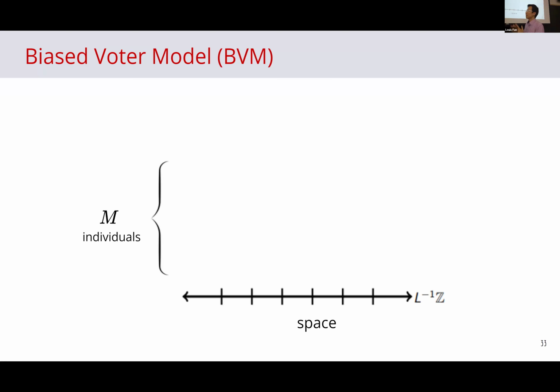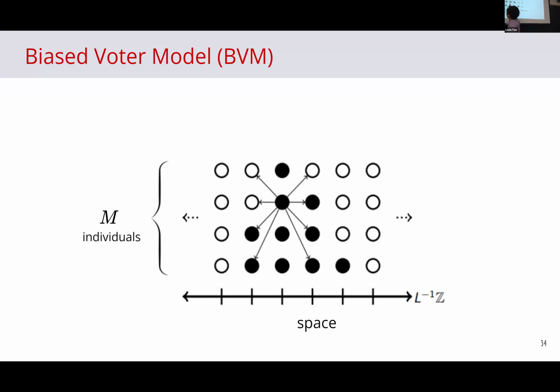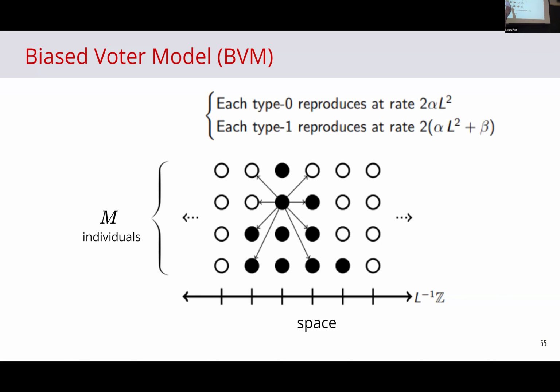So here is the spatial structure. There's a one-dimensional integer lattice with spacing 1/L, or L to the power -1, and each location has M individuals. Let's say M is 4 in this picture. Each individual has 8 neighbors, 4 to the left and 4 to the right, or M to the left and M to the right. These two colors you can imagine are two opinions, maybe apple and orange: type 1 and type 0. Type 0 is this open dot, maybe orange.